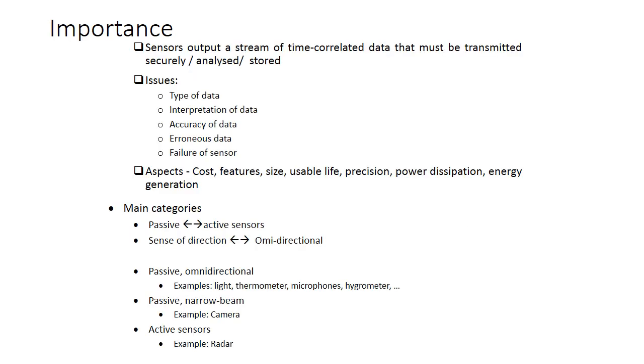Now, why are sensors important? This discussion we will do in this chapter: which are the types of sensors, what is the role of a sensor node or a sensor subsystem, and which are the aspects. We will make the comparison in terms of cost, features, size, usable life, precision, power dissipation, and energy generation. Then the types of sensors: they can be active or passive, they can be omnidirectional or directional sensors. All these things we will discuss in this chapter.